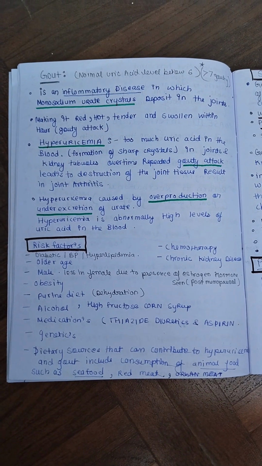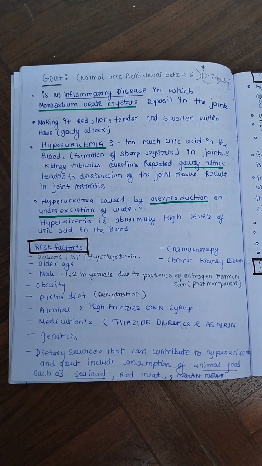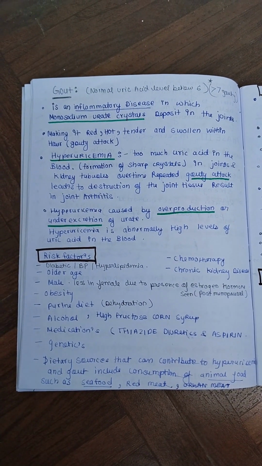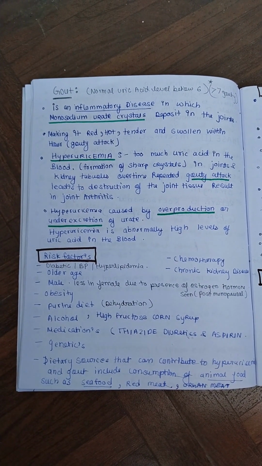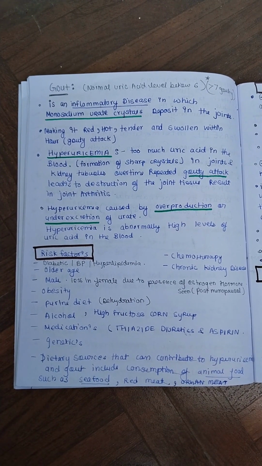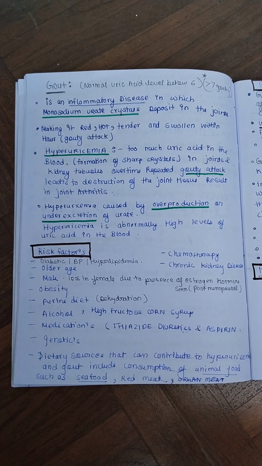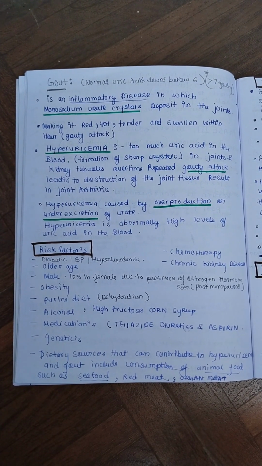Hyperuricemia can be caused by two things: either overproduction or underexcretion of uric acid. Either the body is producing excess uric acid, or it is not able to excrete it. This will lead to an abnormally high level of uric acid in the blood.